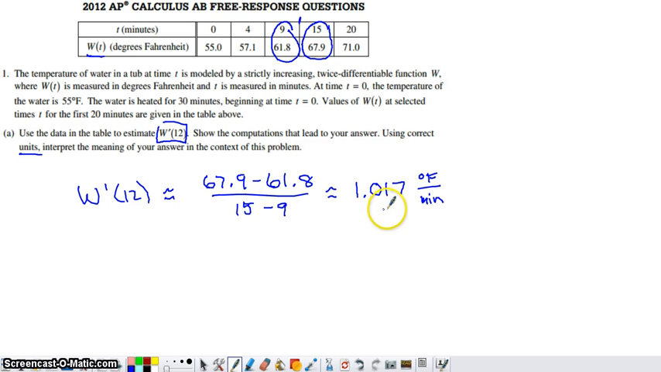And I'm not going to really write out what this means because it takes a little bit long for me to write on this when I'm recording these videos, but we'll explain it right now. At t equals 12, the instantaneous rate of change of the temperature of the water in the tub is 1.017 degrees Fahrenheit per minute at the 12-minute mark.